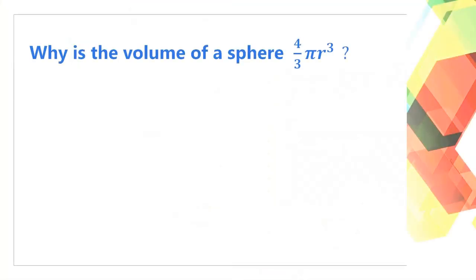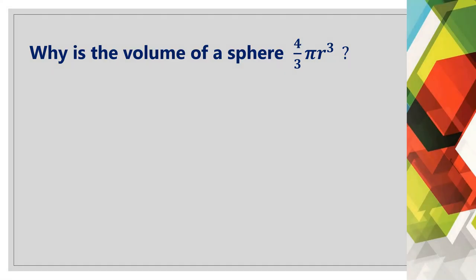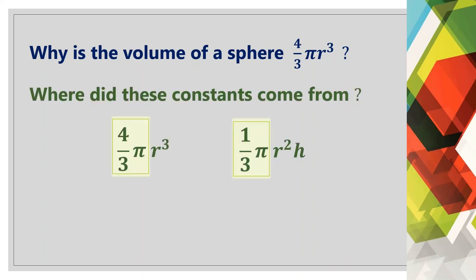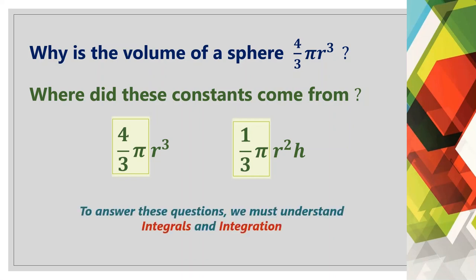The formula of volume of a sphere, 4 by 3 pi r cube, is known to all of us, and we use it extensively. However, the origin of the formula is probably not known to all of us. Why are constants such as 4 by 3 or 1 by 3 there in the formula? To understand and answer these questions, it is necessary for us to understand integration first.